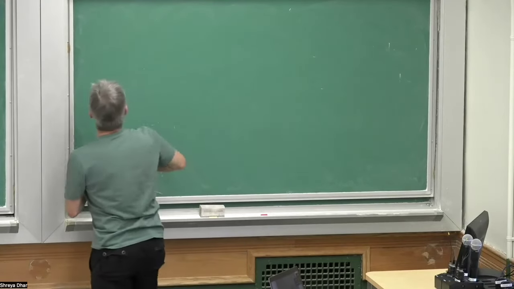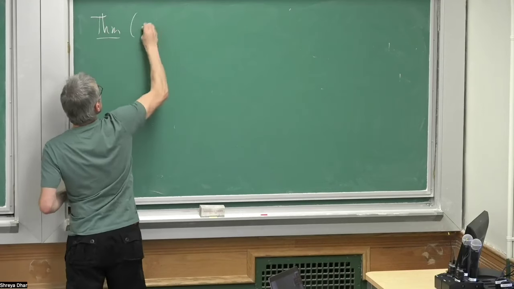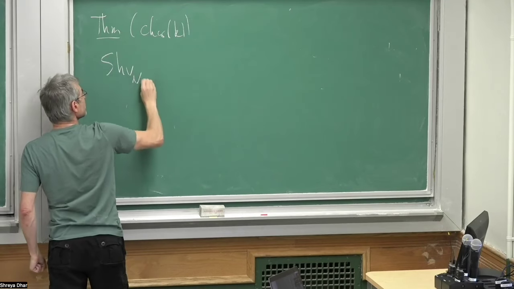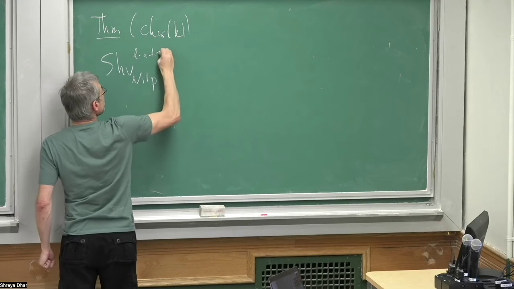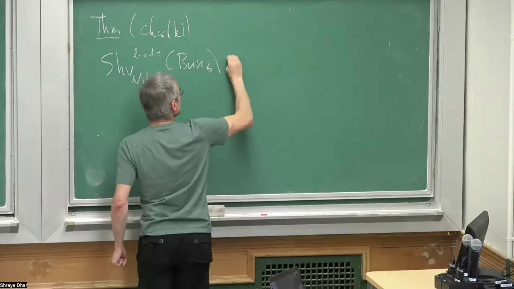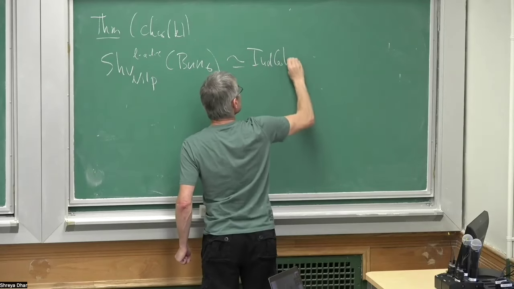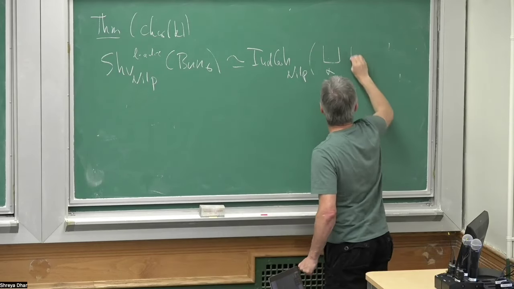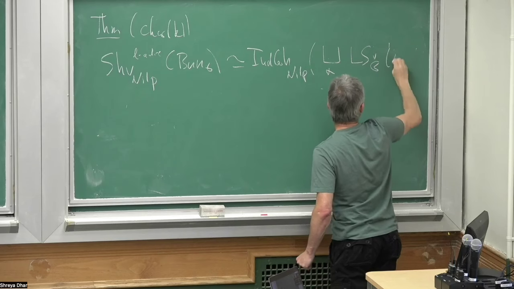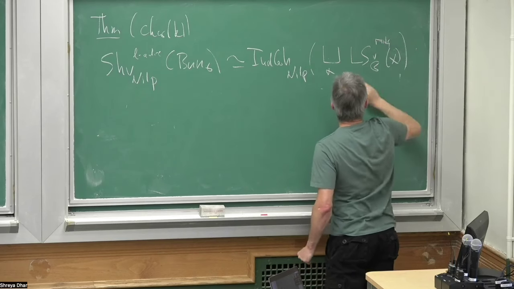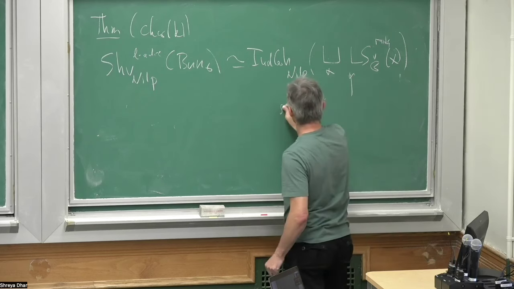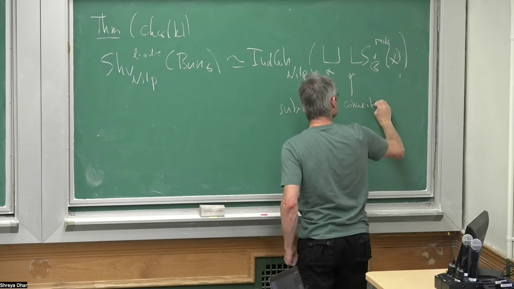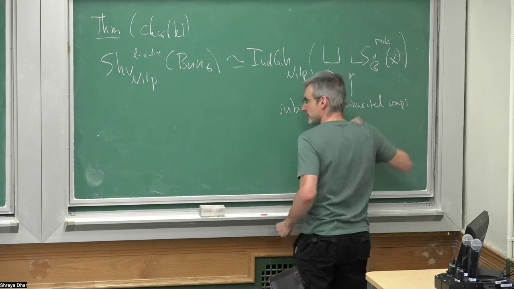So the theorem in characteristic P: you can consider l-adic sheaves with nilpotent singular support on Bun_G isomorphic to IndCoh nilp of a disjoint union of some of the connected components of the stack of restricted local systems, a subunion. So what we don't know is whether we hit all of them.